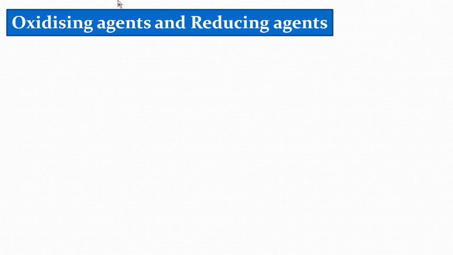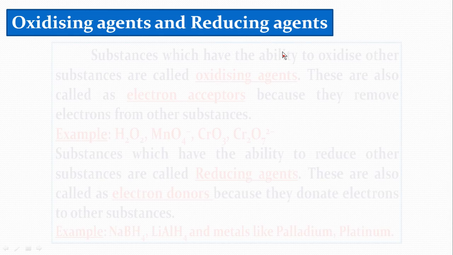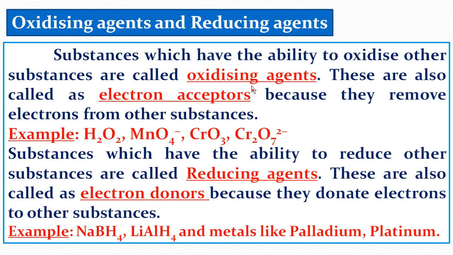Now, oxidizing agent and reducing agent. Substances which have the ability to oxidize other substances are called oxidizing agents. For example, H2O2 hydrogen peroxide, MnO4 minus, the permanganate ion, CrO3 chromium oxide, Cr2O7 the dichromate ion. So these are called oxidizing agents. These are also called electron acceptors because they remove electrons from other atoms.